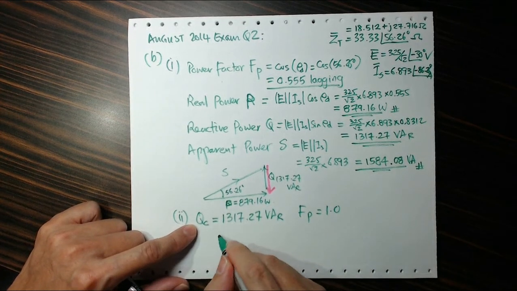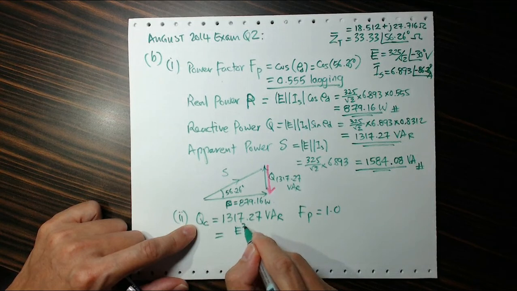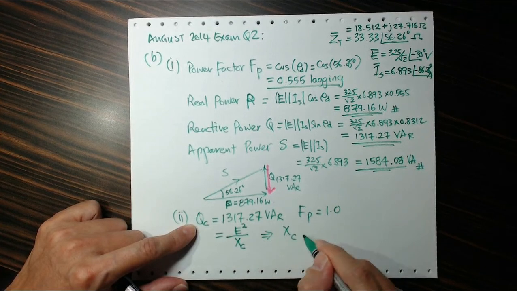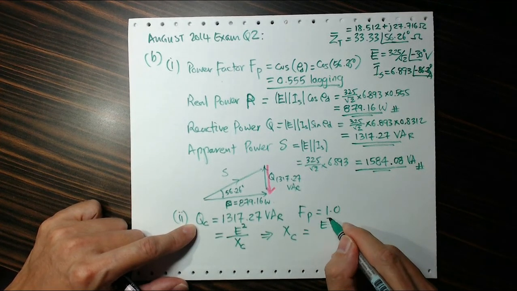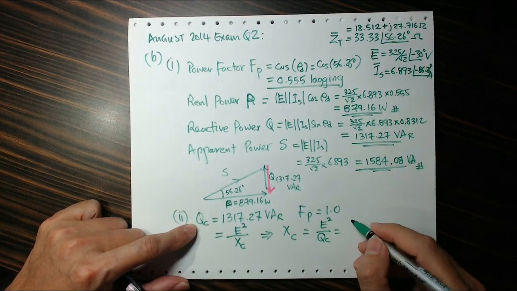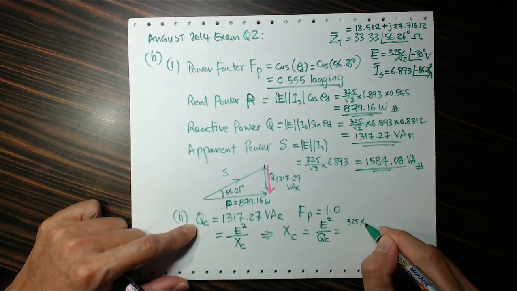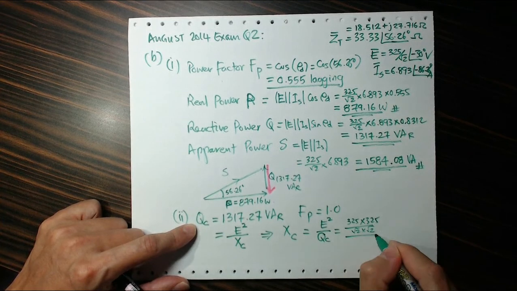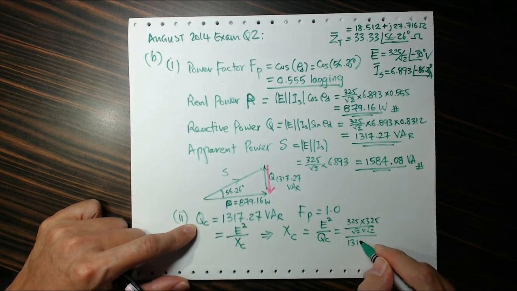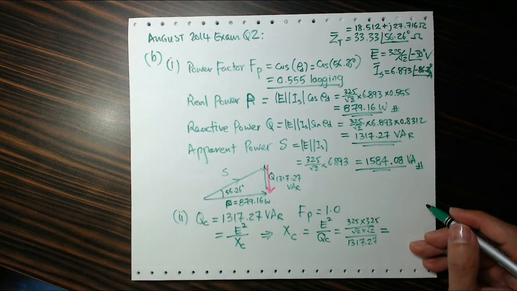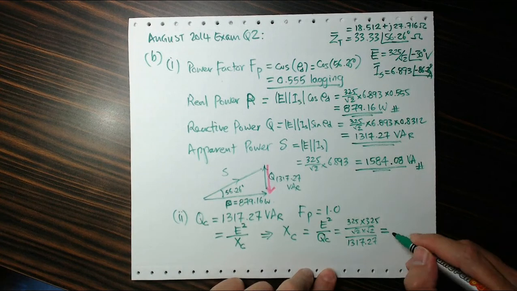Right, but we know that Q_C is also E squared divided by X_C. Therefore, from here I can determine X_C equals E squared over Q_C. That's equal to E squared, which is 325 times 325 over root 2 times root 2, the whole thing divided by 1317.27. That gives me an X_C of 40.